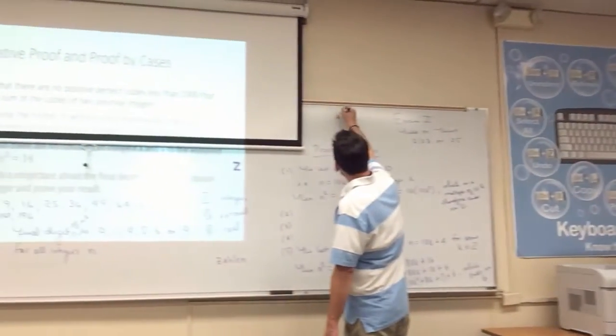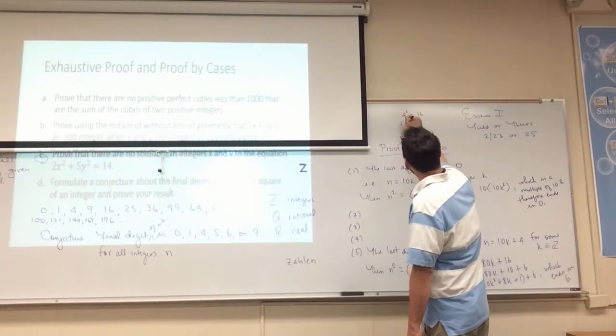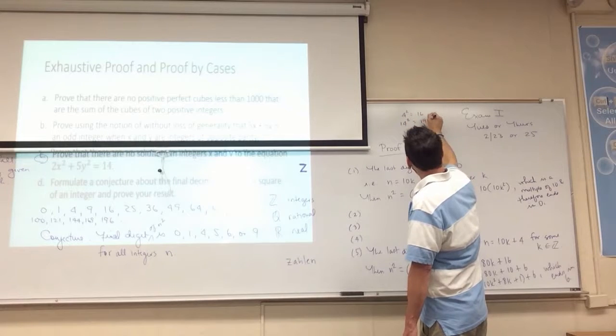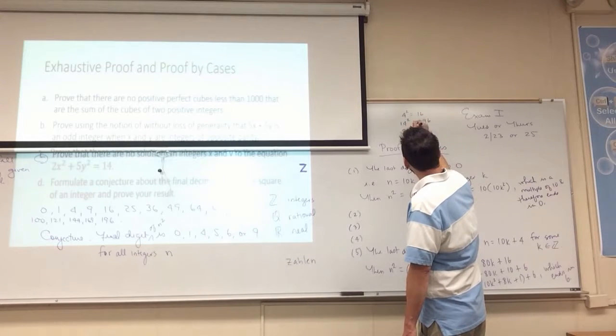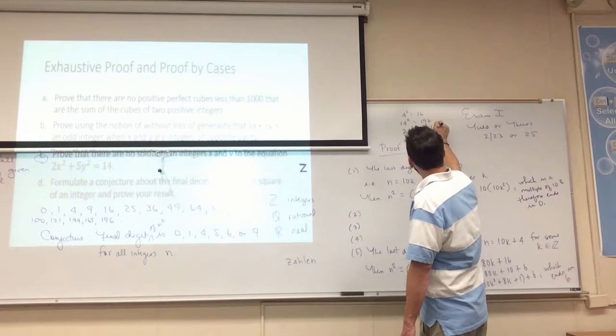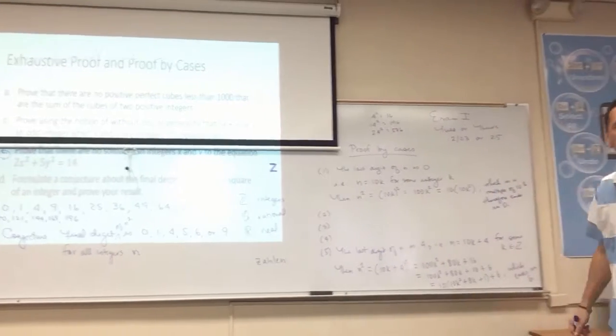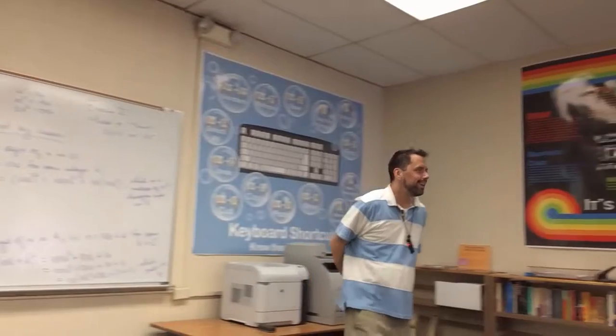4 squared is 16. 14 squared is 196. I think 24 squared is 576. Right? Always ends in a 6. All right. So then the proof is complete once you do the other 8 cases.